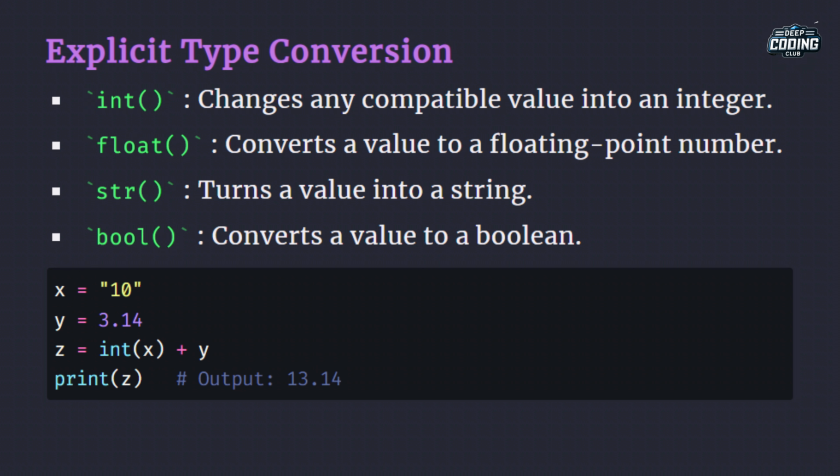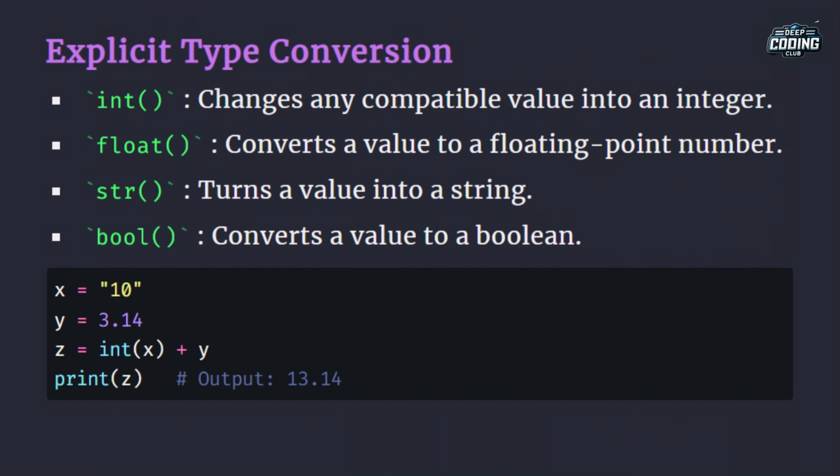So I need to manually convert this, or explicitly convert this 10 to a number, and then I will add that to y. So here is how z is calculated. z is equal to, first int is called with x as an argument, plus y, and when you print the number, meaning z, the output would be 13.14.